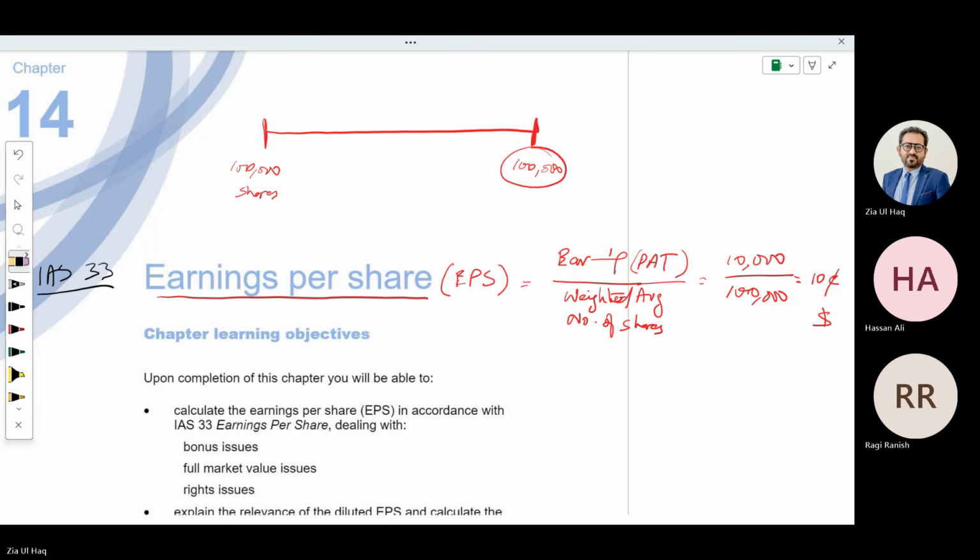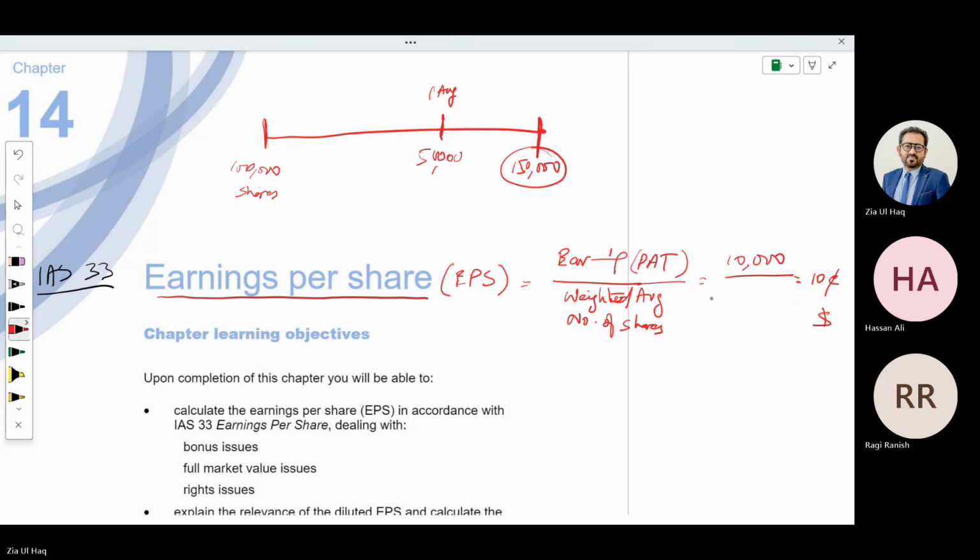But suppose during the year, say on 1st of August, company issued 50,000 more shares. This means at end of year, company is having 150,000 shares. Now we need to calculate weighted average number of shares. We cannot take the complete 150,000 shares as weighted average. How will we calculate weighted average number of shares now instead of this?